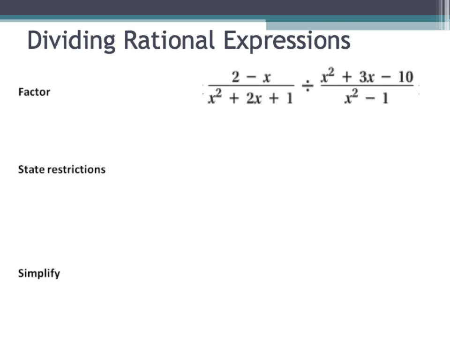Now, I'm not going to lie to you. Division can be a little bit more tricky. But your first step is always to factor both sets of fractions. When you're factoring, you always want to try to get your x variable to be positive.